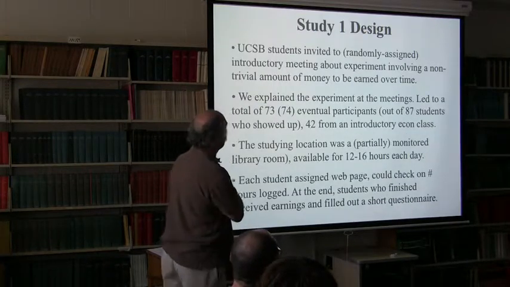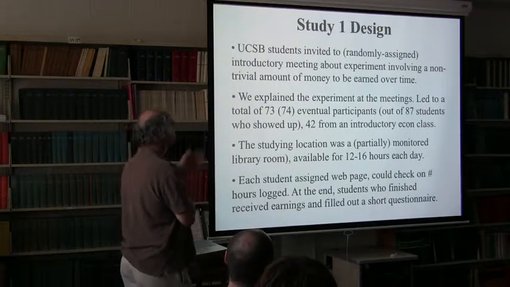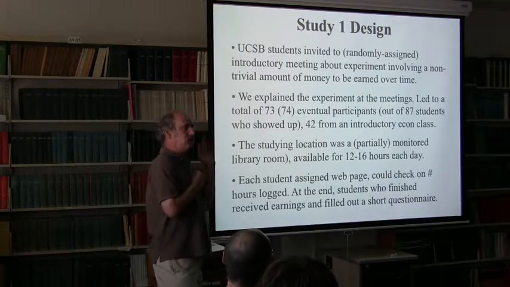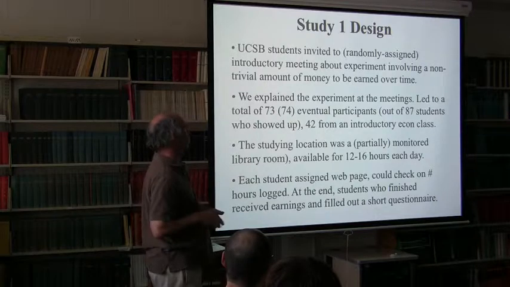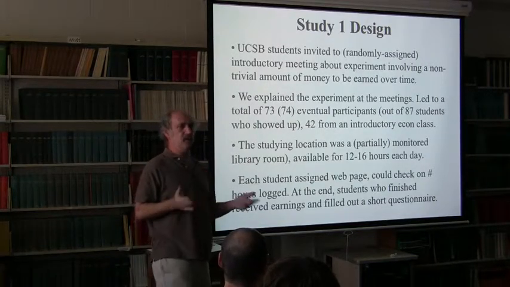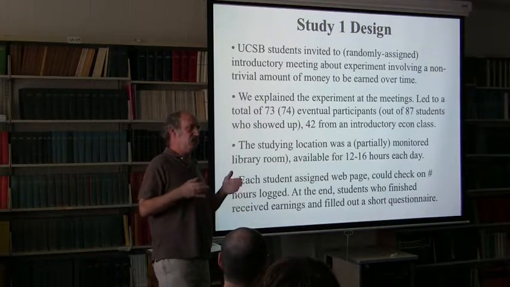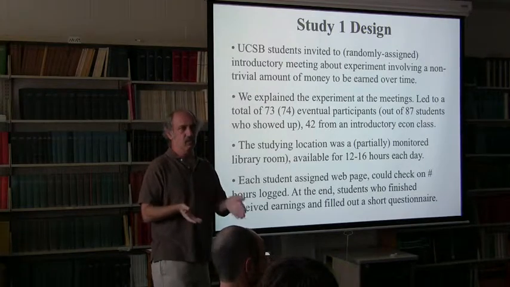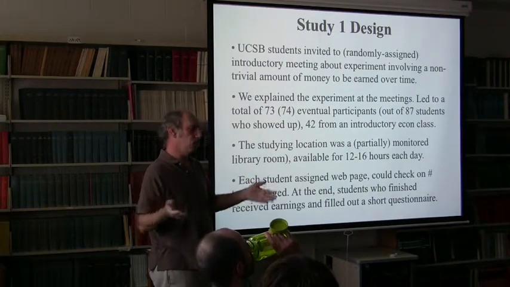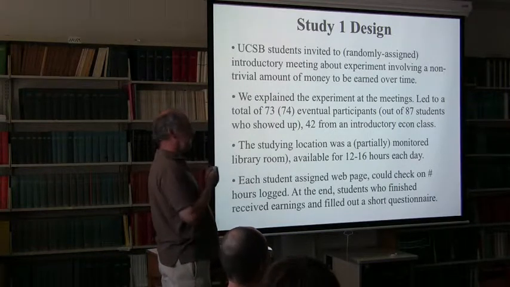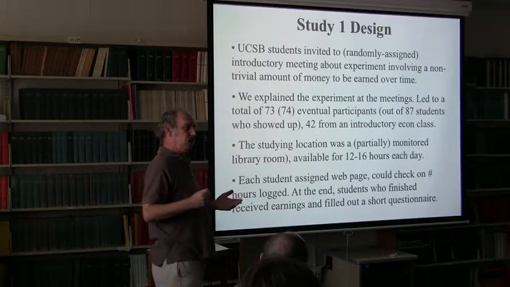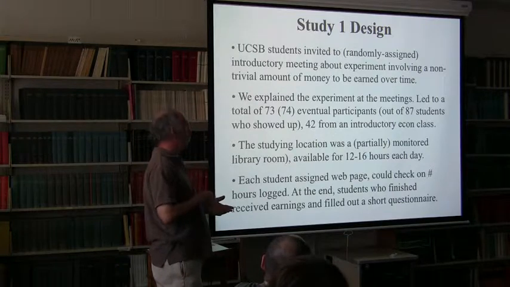Okay, study 1. We invited people to an introductory meeting. We didn't say what it was about. What we said was it involves a non-trivial amount of money to be earned over a period of time. We wanted to tell people this isn't just a lab experiment coming for an hour and it's over. At least tell them what to expect in some sense. So people came to the meetings. There were 2 separate meetings. One meeting was for the group that was going to be the control group.